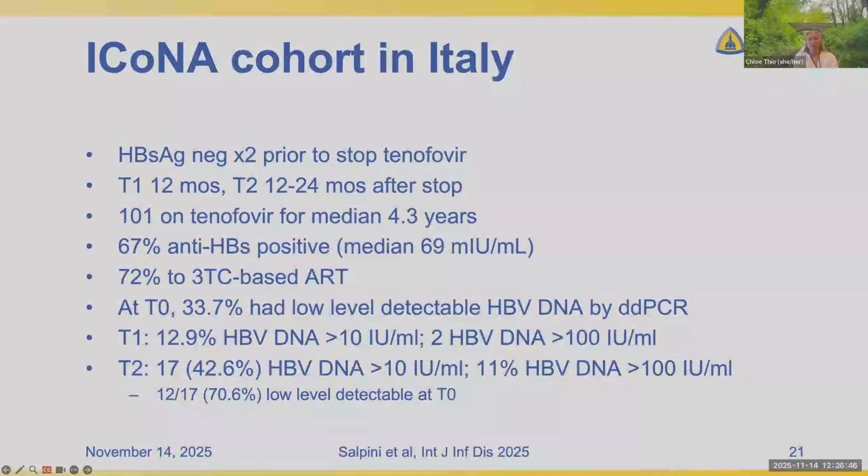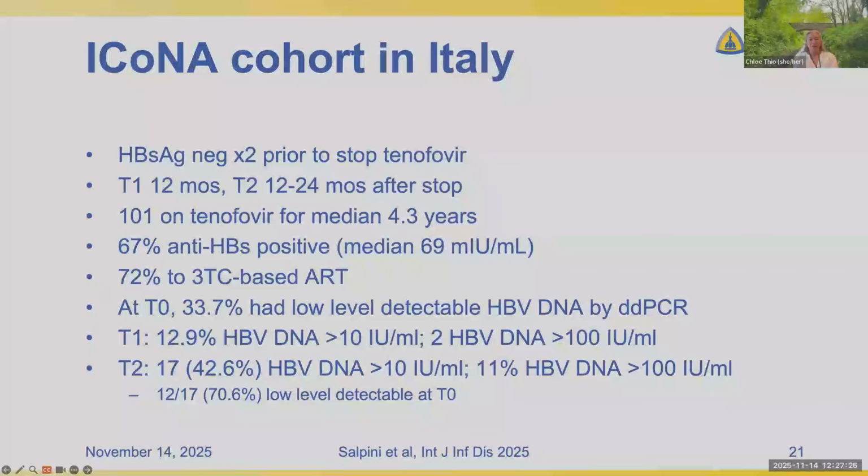These individuals were surface antigen negative at 2 time points prior to stopping tenofovir. Then they looked at individuals at either time point 1, which was 12 months after stopping, or time point 2, which is 12 to 24 months after stopping. Not everybody got testing or made it to time point 2, for various reasons. Overall, they had 101 people on tenofovir for a median of 4.3 years. About 2/3 of them were surface antibody positive, but with pretty low levels of surface antibody, with a median of 69.